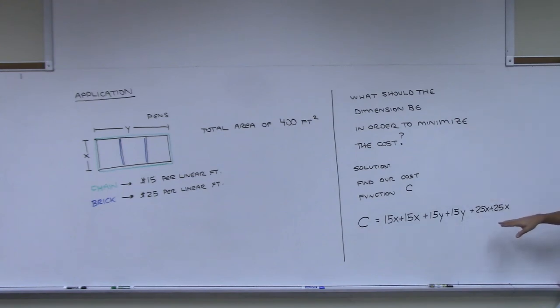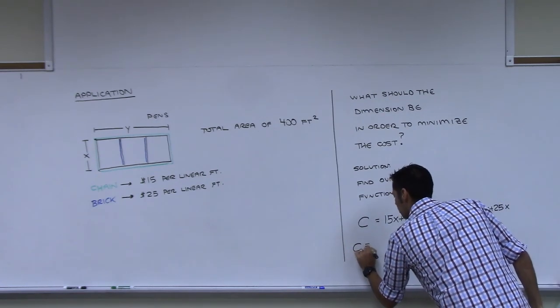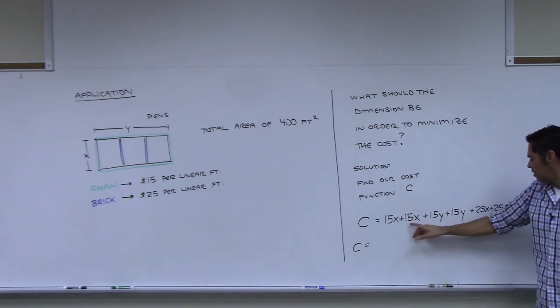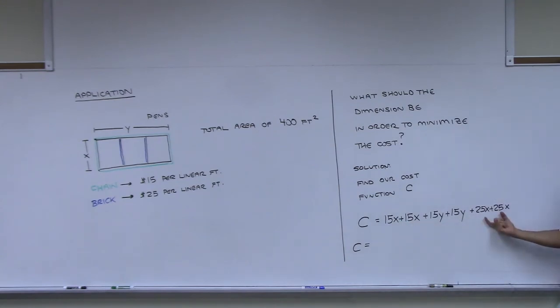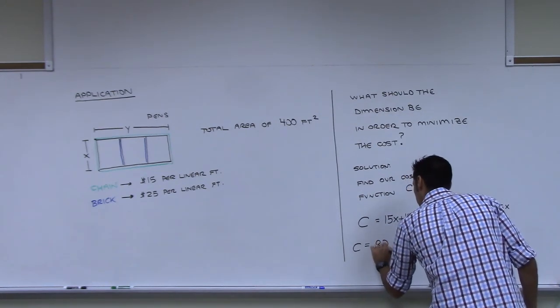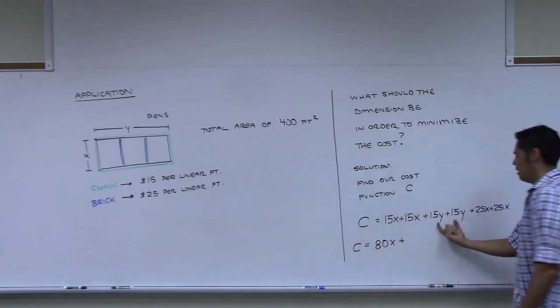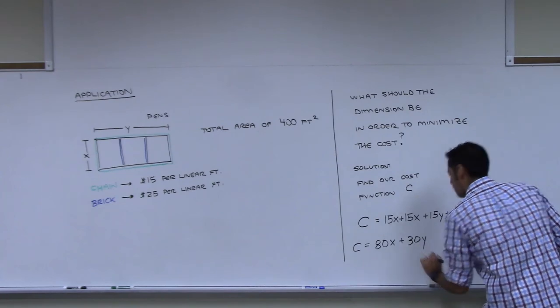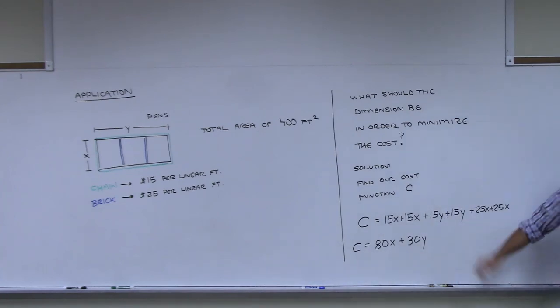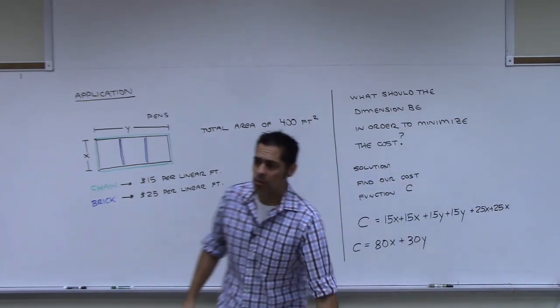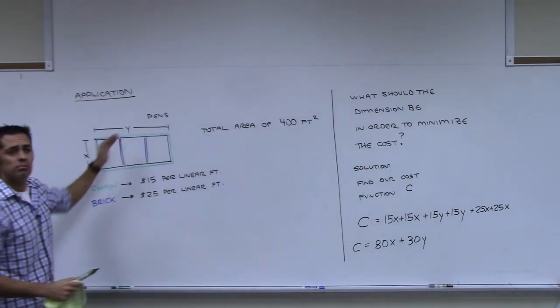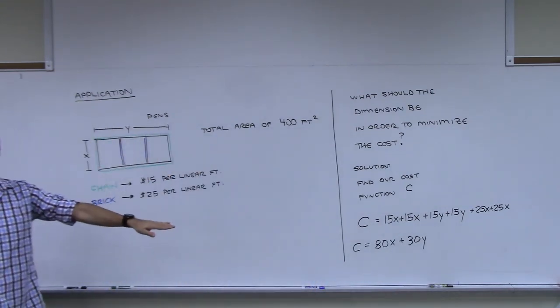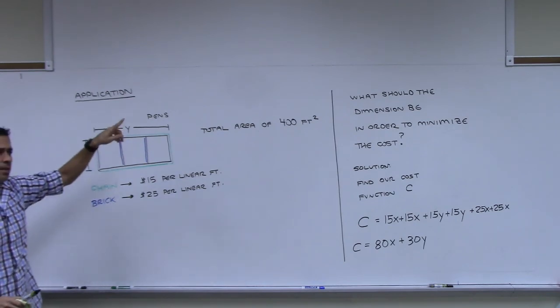Okay, we have a lot of like terms here. We've got a bunch of X's and a bunch of Y's. Let's put everything together. My cost will be 15 and 15 is 30. That's 50 X's. So what, 80 X's? 80X plus 30 Y's. There we go. That's my cost, right? So if you provide for me the X and the Y now, I will be able to provide you the cost. Agreed?